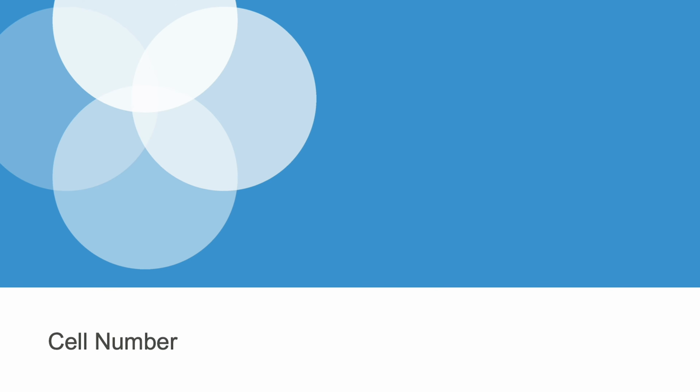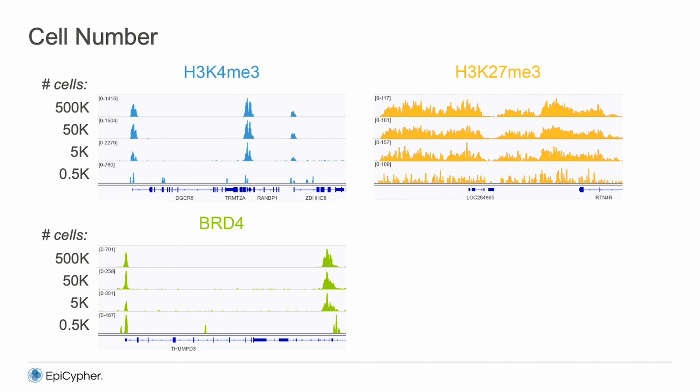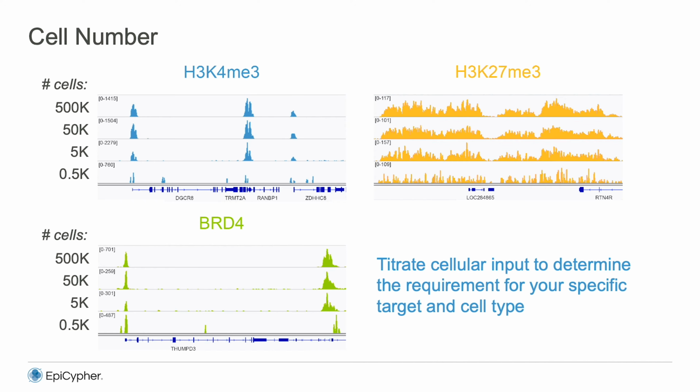For those new to cut-and-run, we recommend starting with at least 500,000 cells per sample, and then titrating cell inputs to determine the requirement for your specific target and cell type. EpiCypher's cut-and-run protocol, without any adaptations, is optimized from 500,000 to as few as 5,000 cells without compromising data quality.